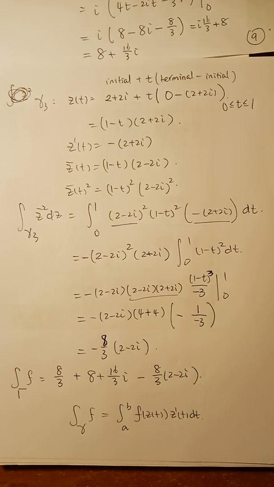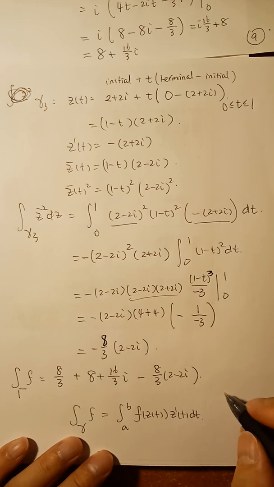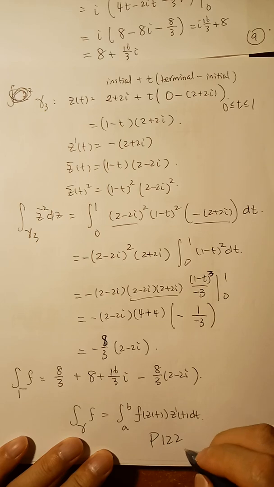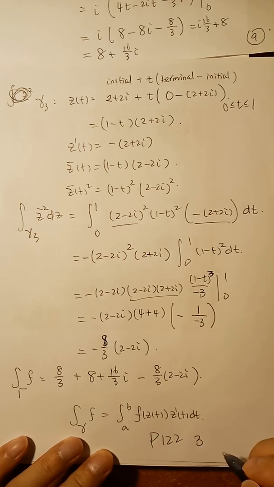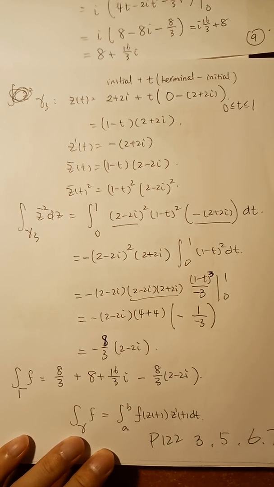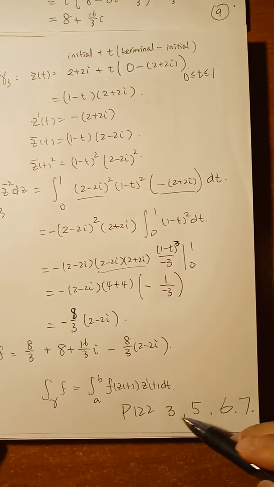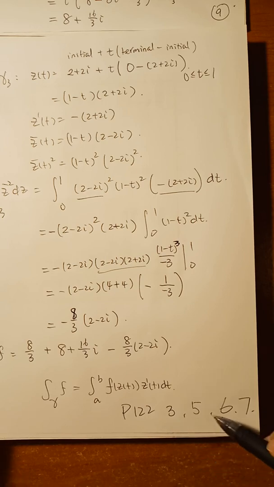For this part, you can try the evaluation of, for example, on page 122, you can try exercises 3, 5, 6, and 7. Yes. So we just do the computation. We just try the computation. Page 122, exercises 3, 5, 6, and 7.